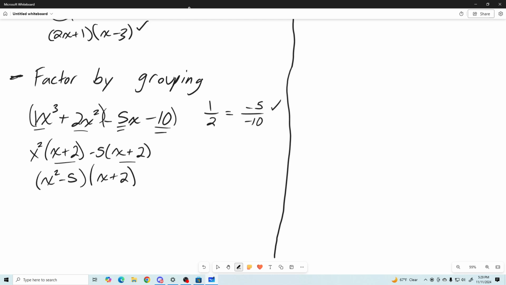So go ahead and try this one here. Let's see. So we have 4x cubed minus 8x squared. Wasn't my best 8. That's all right. Plus 3x minus 6. All right. So yeah, go ahead and try this one. First of all, check the ratios, make sure they're the same, and then go ahead and factor by grouping.